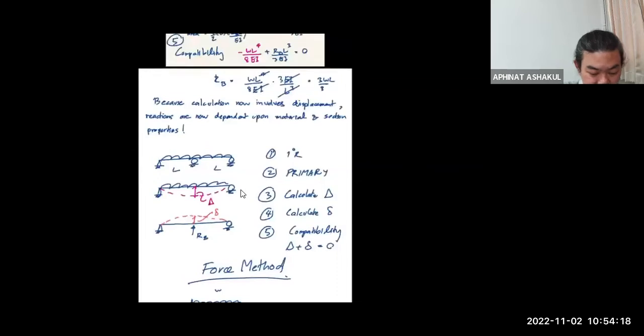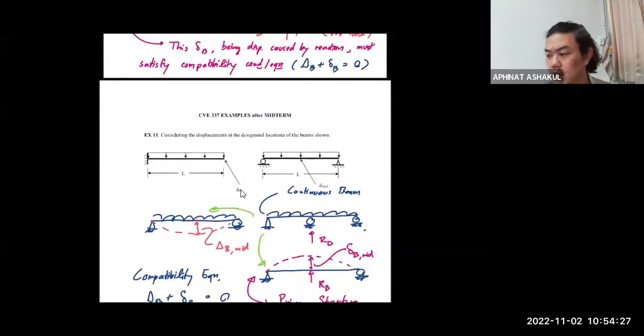Okay, now remember that when we try to consider the displacement of, say, the structure like this. Oh, what? I already... okay, hang on.